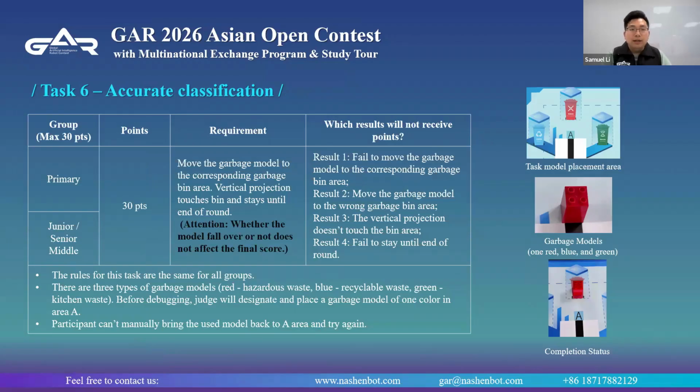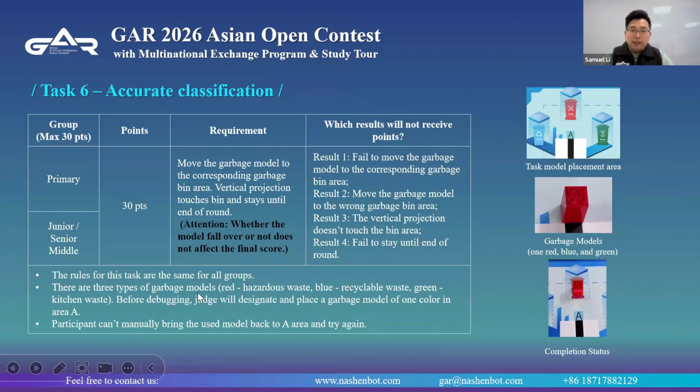Task 6. Accurate classification. The maximum points for this task is 30, and the rules for this task are the same for all groups. The requirement: move the garbage model to the corresponding garbage bin area, and its vertical projection must touch the bin area and stay until the end of the round. Pay attention that whether the model falls over or not does not affect the final score.